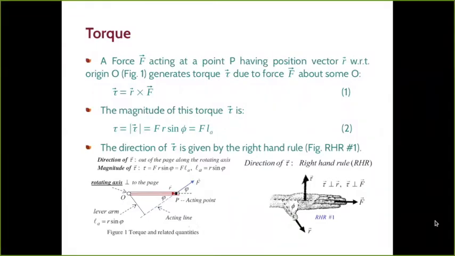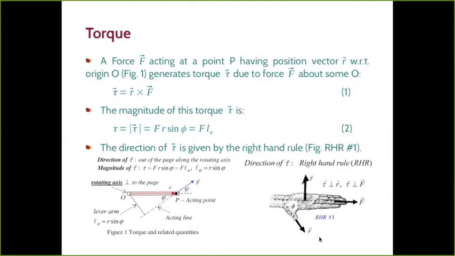And the magnitude of this torque is given by equation 2. And the direction of this torque is obtained from applying the right-hand rule in the correct format. The right-hand rule that you see in the figure RHR on the right corner is only one version of the right-hand rule, and it can have other versions, but we will only use this one over here.